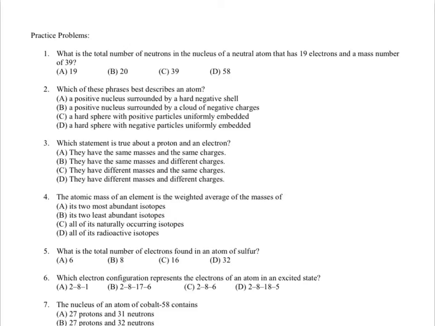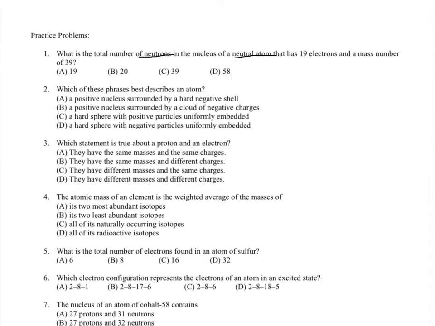Now on to the practice problems. So we're asked for the total number of neutrons in the nucleus of a neutral atom with 19 electrons and a mass number of 39.